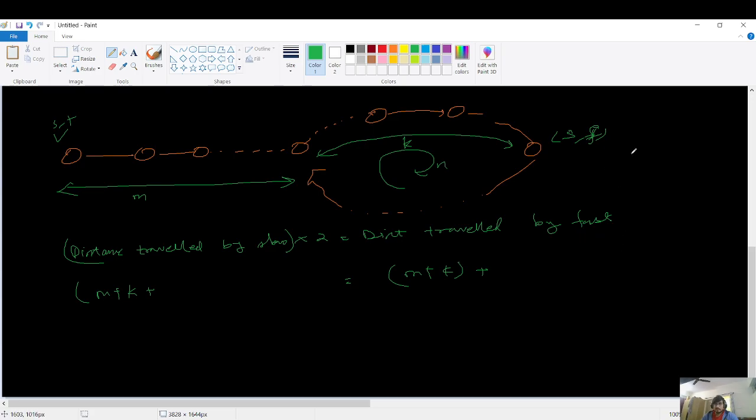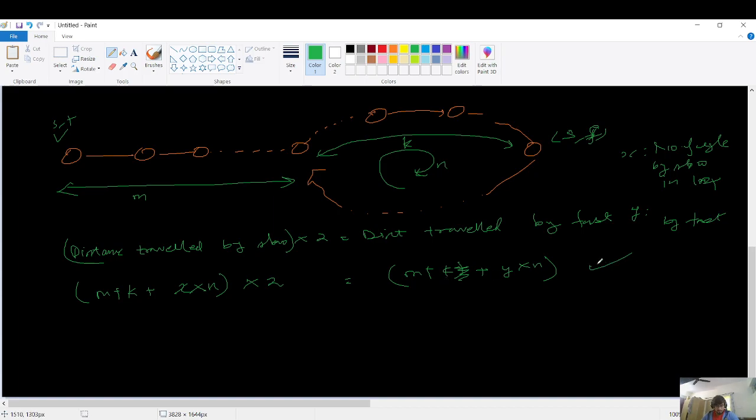So let's say that x is the number of cycles made by slow in the loop. By loop, I'm saying this loop where the cycle exists, right? And y is the number of cycles by fast, let's say. So what can I say? If x is the number of cycles, and each cycle has n nodes, then it has covered x times n nodes extra in regard to m plus k, right? And the same for y: fast has covered y times n nodes extra with regard to m plus k, right?